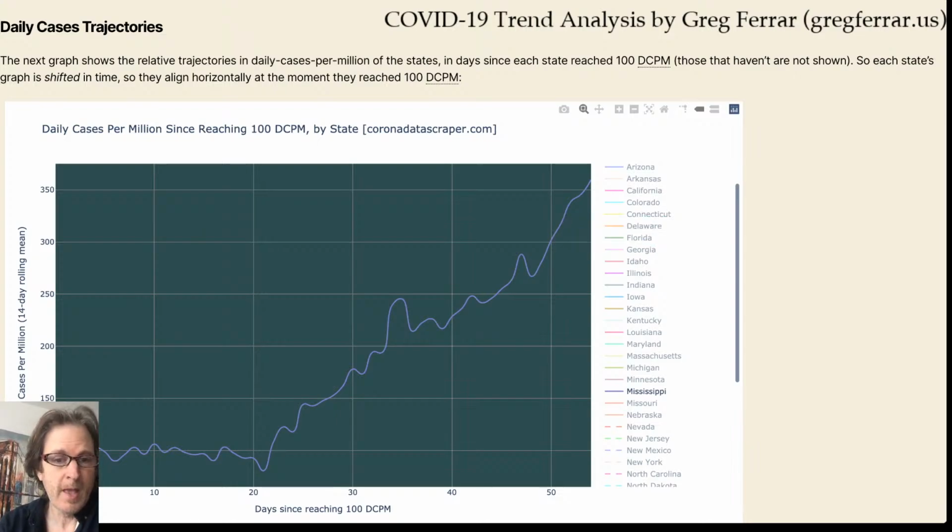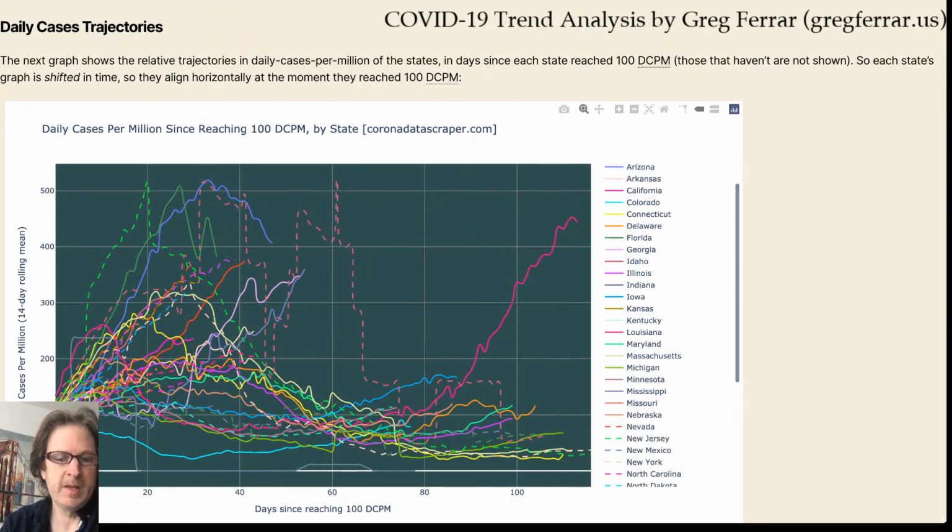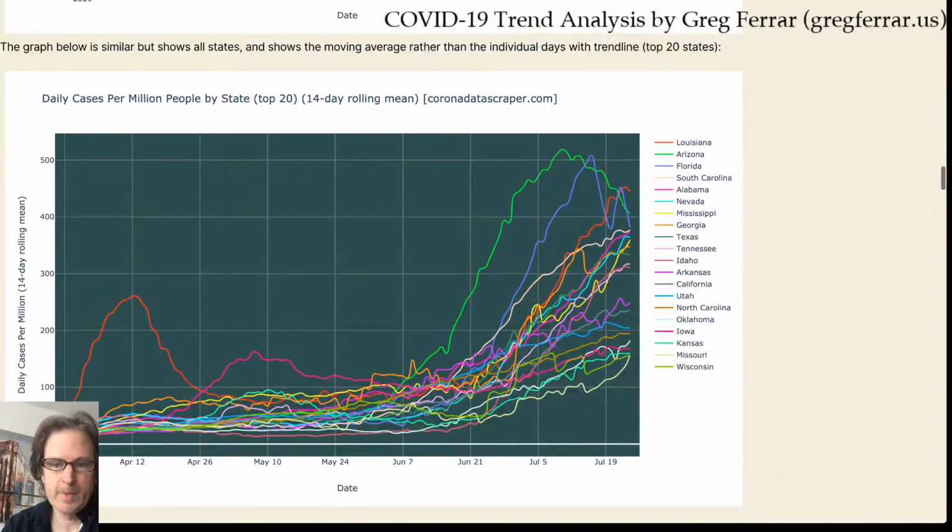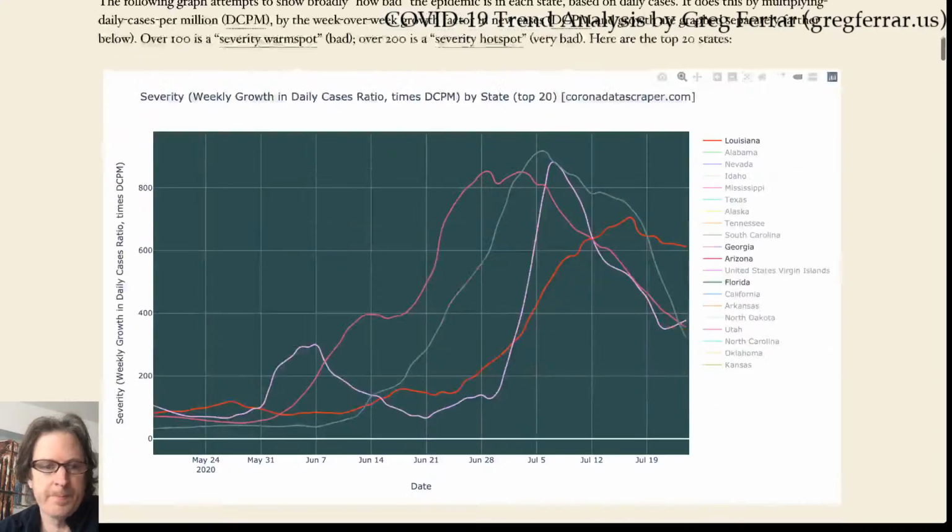But anyway, what we certainly do see is a trend towards most states to recover and stay recovered here out beyond the 60 mark. That's what's happened with most of them, but not all. Okay, so this is daily cases per million. I want to still hang out on severity.